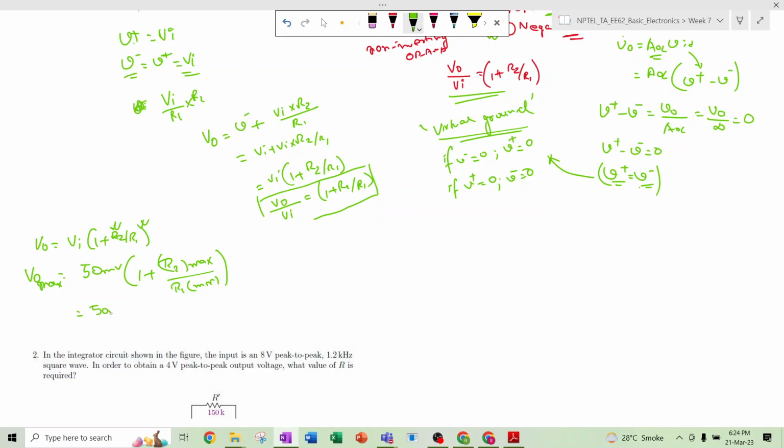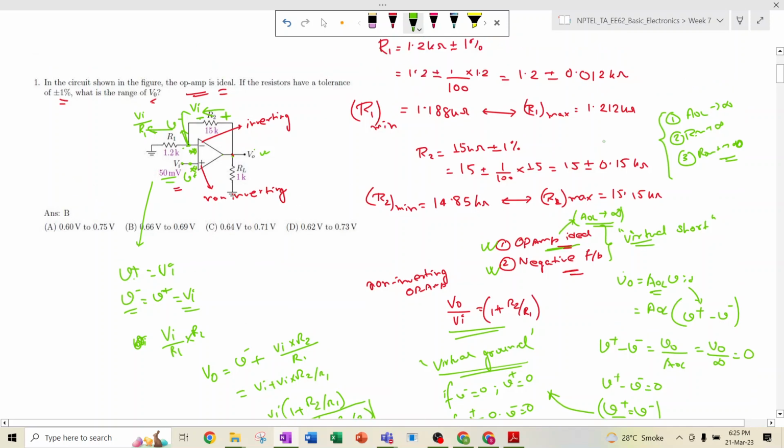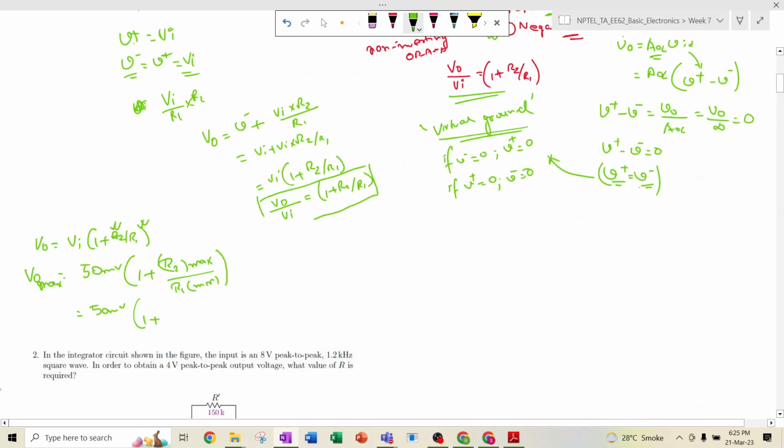So that means 50 millivolt into 1 plus R2 max value, which we have already calculated, 15.15, that is R2 max, and R1 minimum value is 1.188. This is kilo ohm and this is kilo ohm, so it will cancel out, so the answer will be in millivolt.